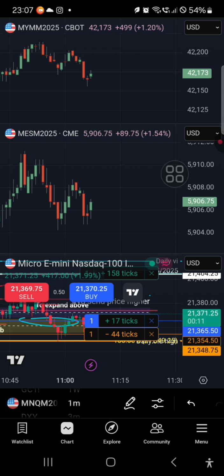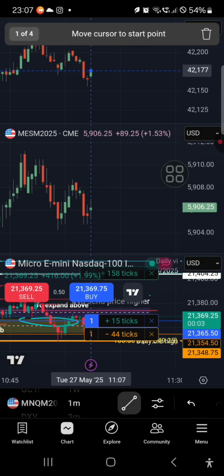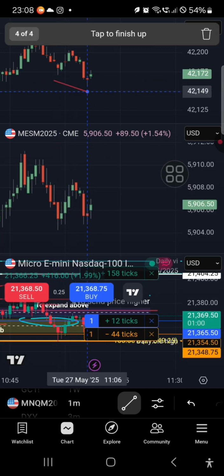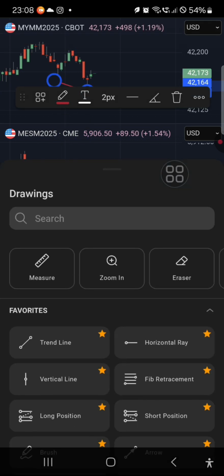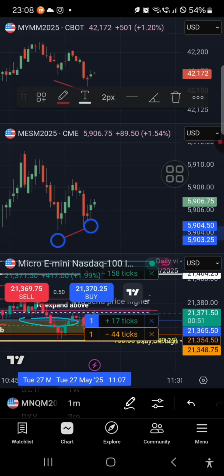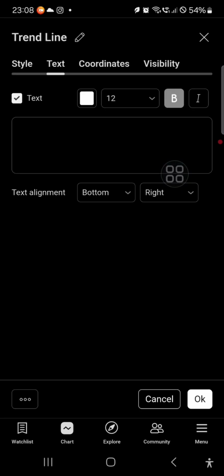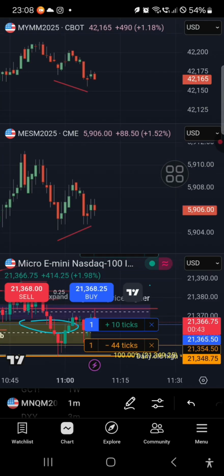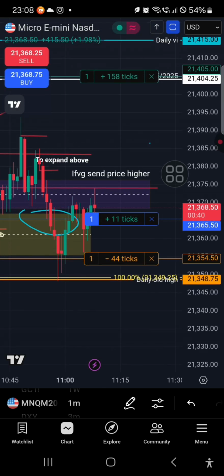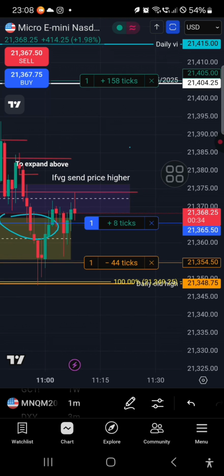I'm watching ES. Okay, we have SMT divergence. We made lower lows here. We made higher lows here, higher bodies as well. Okay, that means it's strength. This is what I would like to believe. Higher highs made on the ES, on the Nasdaq as well. Okay, I like how bodies close above like that.